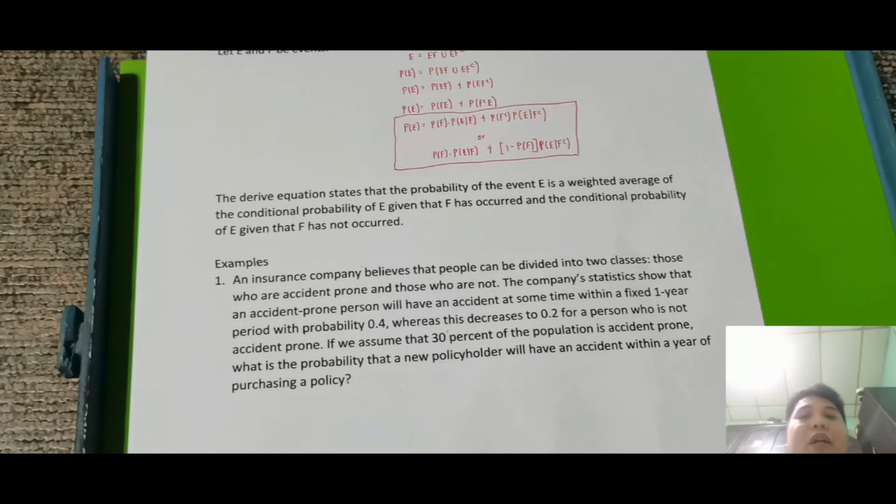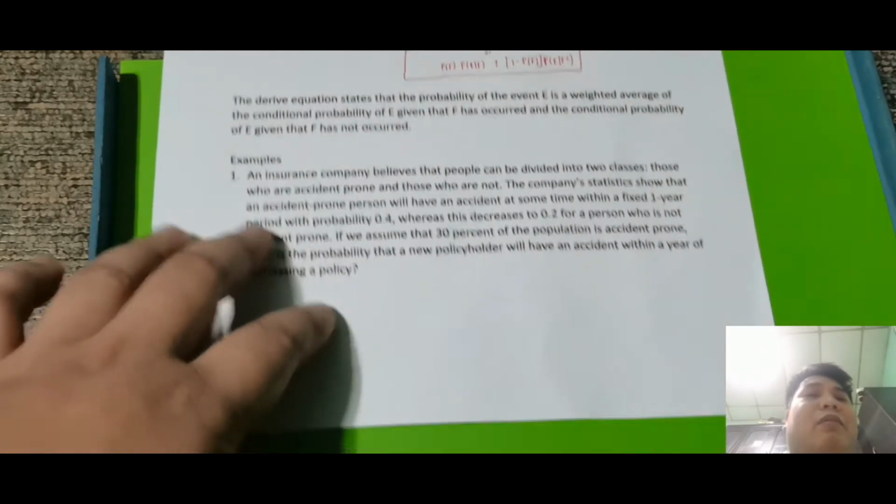Okay, so ito medyo tanong dito. What is the probability that a new policy holder will have an accident within a year of purchasing a policy? So yun yung medyo tricky, no? So, ba't ganun? Tapos biglang magkakaroon ng aksidente. Kumbaga, ayun nga yung purpose eh. So kumbaga, computin natin yung probability na kung saan pagkabili niya, nagkaroon siya ng aksidente or possible siya magkaroon ng aksidente within a year nung pagkabili niya nung kanyang policy o nung kanyang insurance.